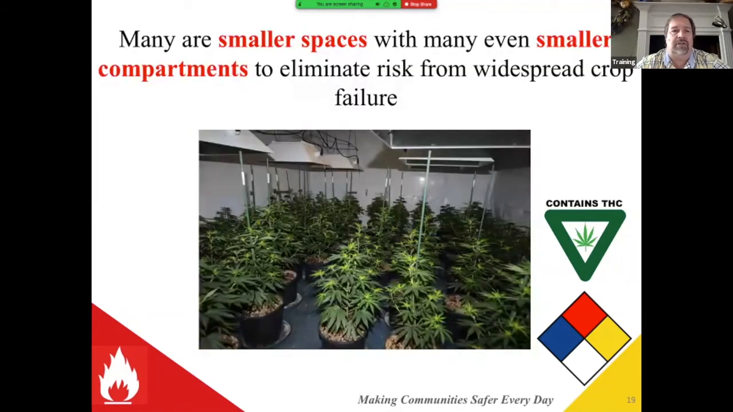So there are many smaller spaces with even smaller compartments. Some growers like to do this to eliminate a widespread crop failure. If they get mites or mold or fungus growth, they can lose millions of dollars if it goes through the whole space. So you're finding that some of them will break these up.